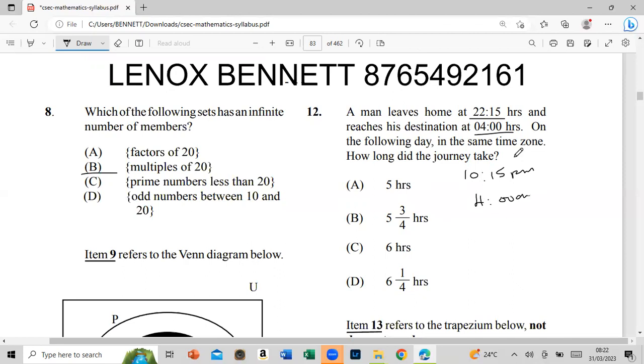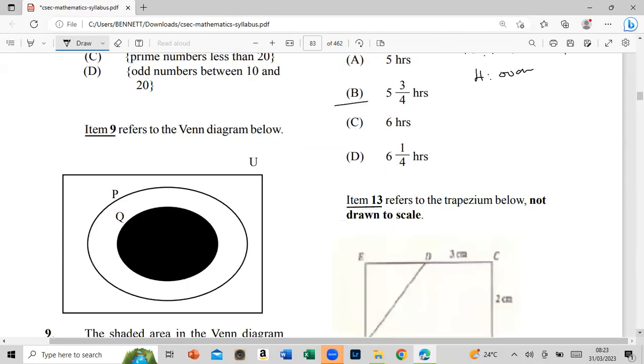Alright. So we need 45 more minutes to make 11, and that's 1 hour 45 minutes. And then you need an additional 4. So it will be 5 and 3/4 hours, since 45 minutes is 3/4.